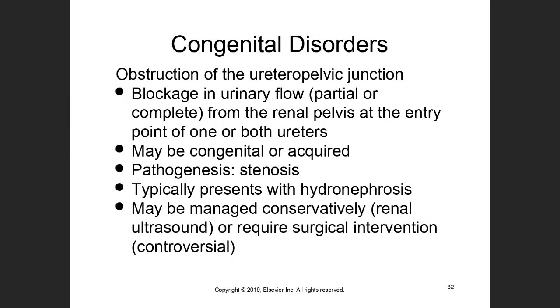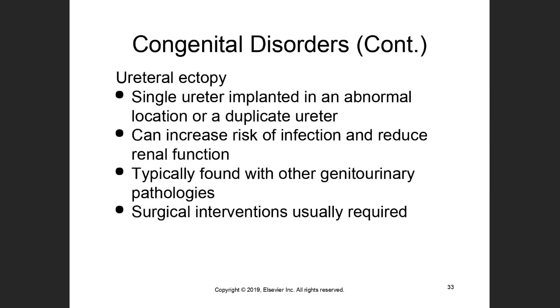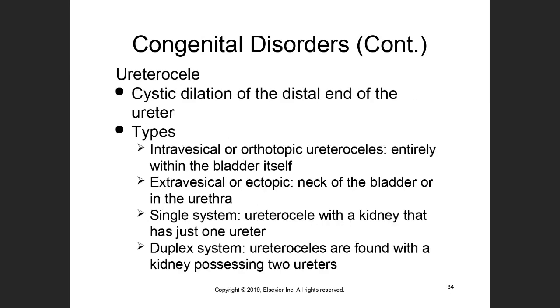May be managed conventionally, renal ultrasound, or require surgical intervention. Urethral ectopic, that means the urethra is not in the right place. When you hear ectopic, that means it's not in the right place of your body. A single urethra implanted in an abnormal location or a duplicated urethra can increase risk of infection and reduce renal function, typically found with other genitourinary pathology, and they require surgery.